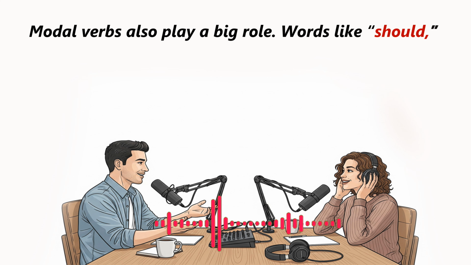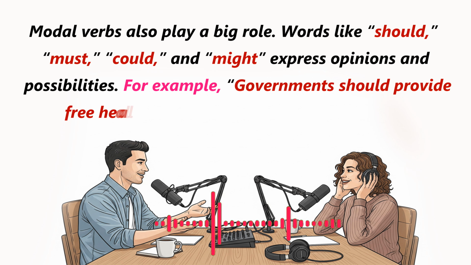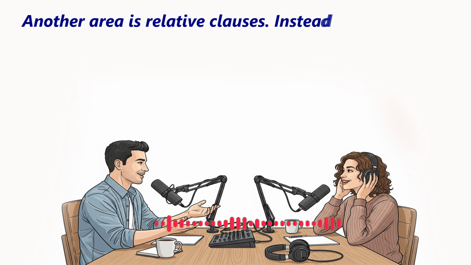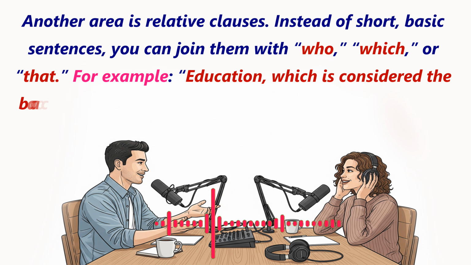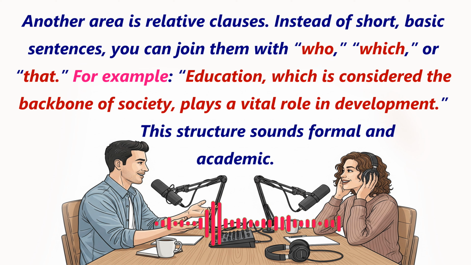Modal verbs also play a big role. Words like should, must, could, and might express opinions and possibilities. For example, governments should provide free health care, or this policy might reduce inequality. Another area is relative clauses. Instead of short basic sentences, you can join them with who, which, or that. For example, education, which is considered the backbone of society, plays a vital role in development. This structure sounds formal and academic.